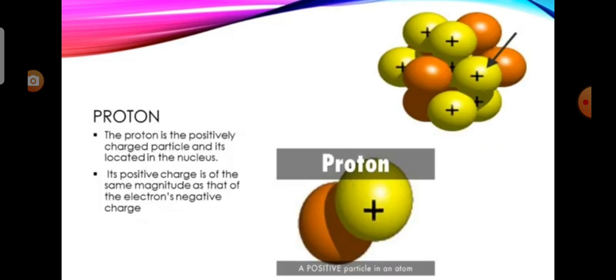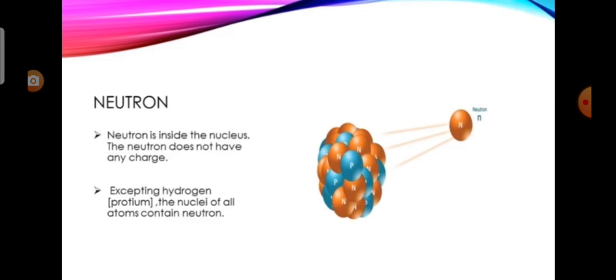We see protons. The proton is the positively charged particle and that is located in the nucleus. Its positive charge is of the same magnitude as that of the electron's negative charge. Neutron is inside the nucleus. The neutron does not have any charge. Excepting hydrogen, the nuclei of all atoms contain neutrons.